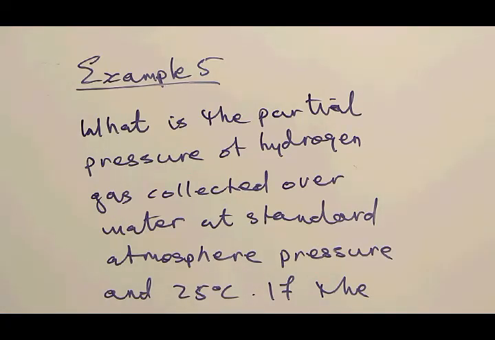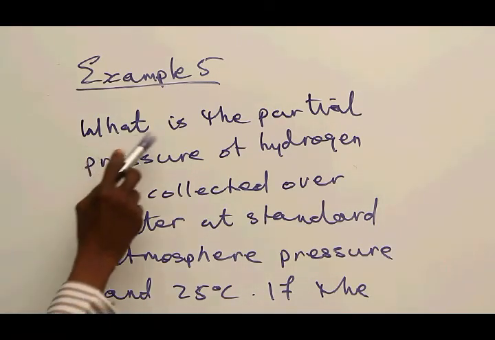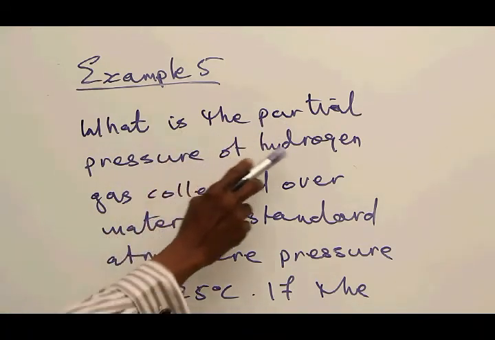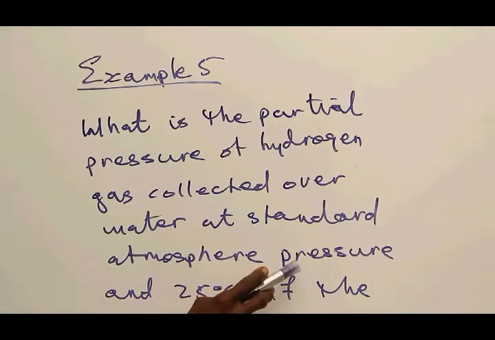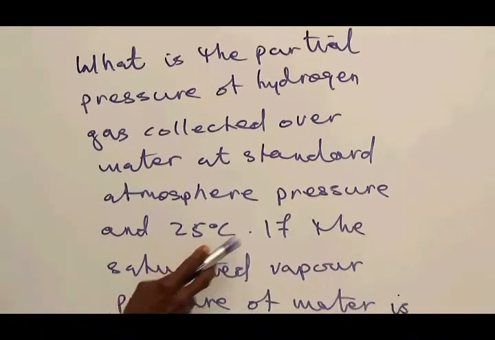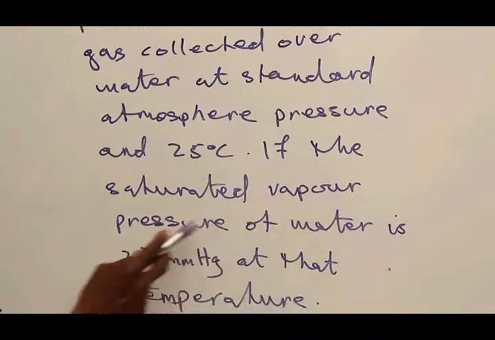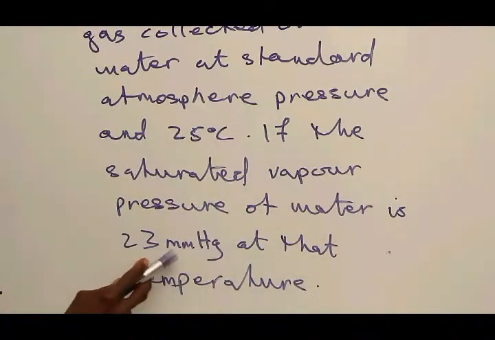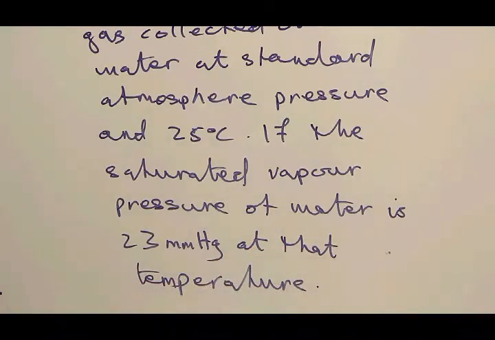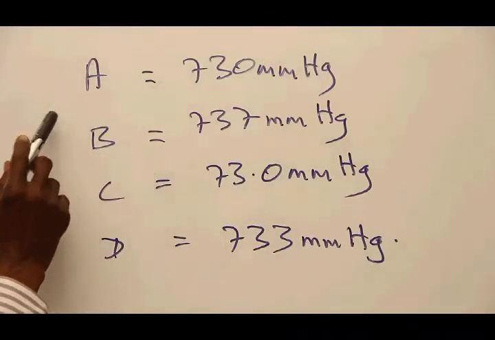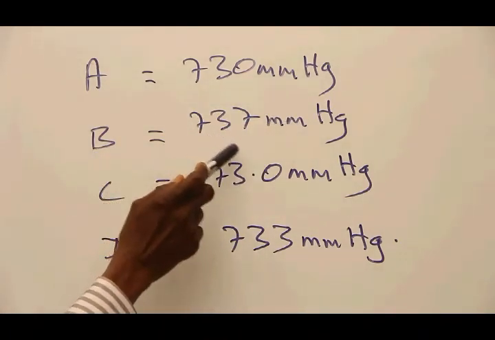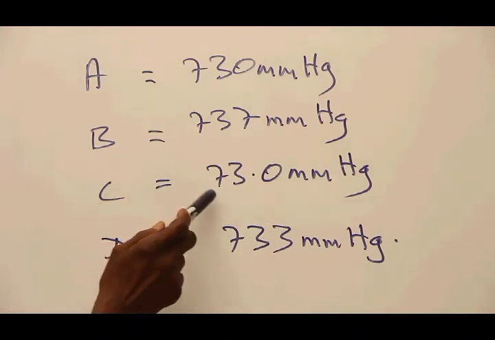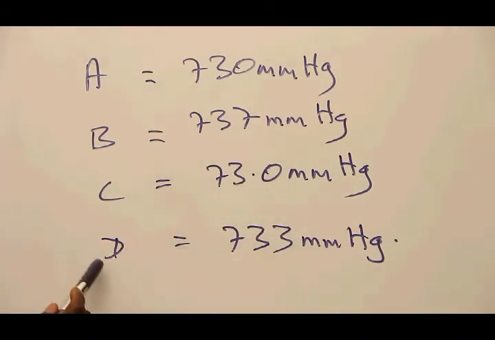Let's consider the fifth illustrative example. What is the partial pressure of hydrogen gas collected over water at standard atmospheric pressure and 25 degrees Celsius if the saturated vapor pressure of water is 23 mmHg at that temperature? The options are A, 730 mmHg, B, 737 mmHg, C, 73.0 mmHg, and D, 733 mmHg.